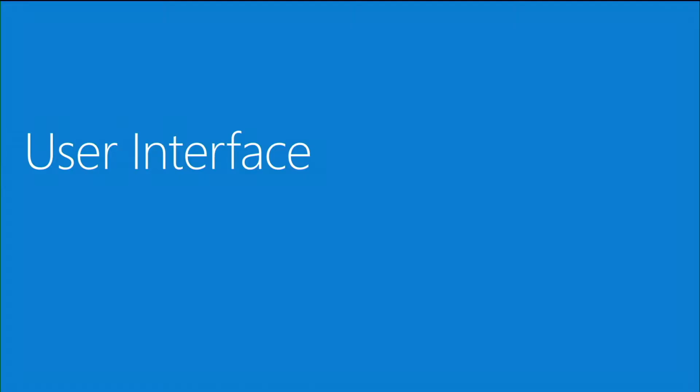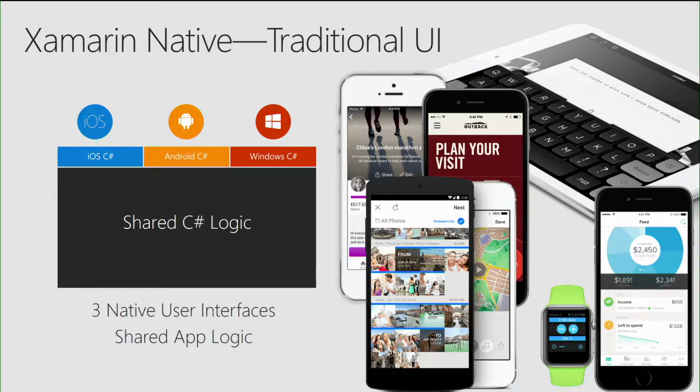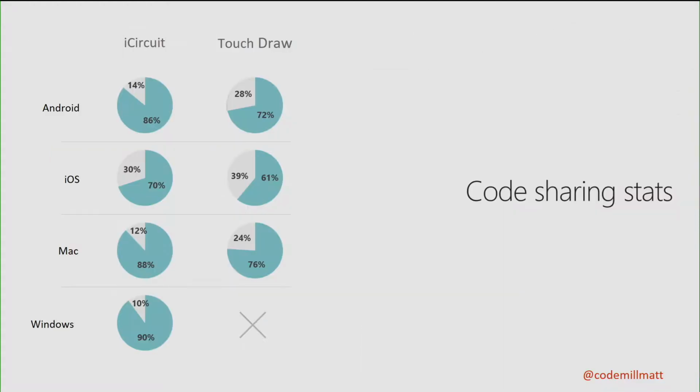Let's talk about user interface though. How does what I'm going to call traditional Xamarin do it? Well, we do still have that shared C# logic layer, but we still can create 3 native user interfaces. So we can create our apps natively using storyboards, the way that you would if you're using Xcode, using XML and Android Studio if you're doing Android apps, and using XAML over on Visual Studio for Windows apps.